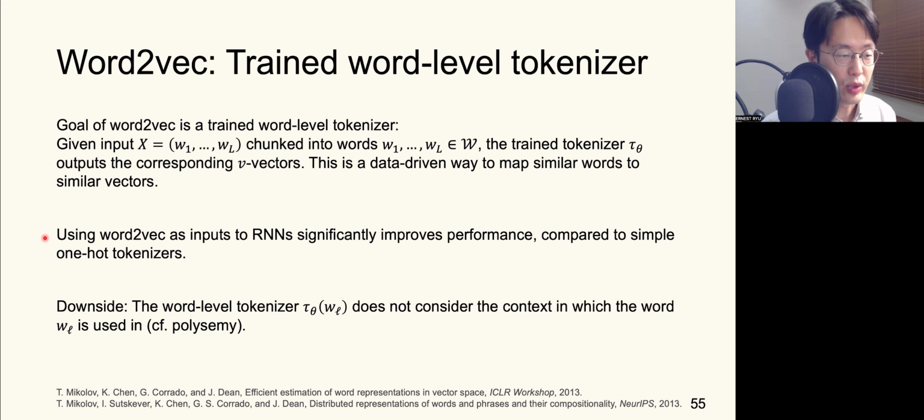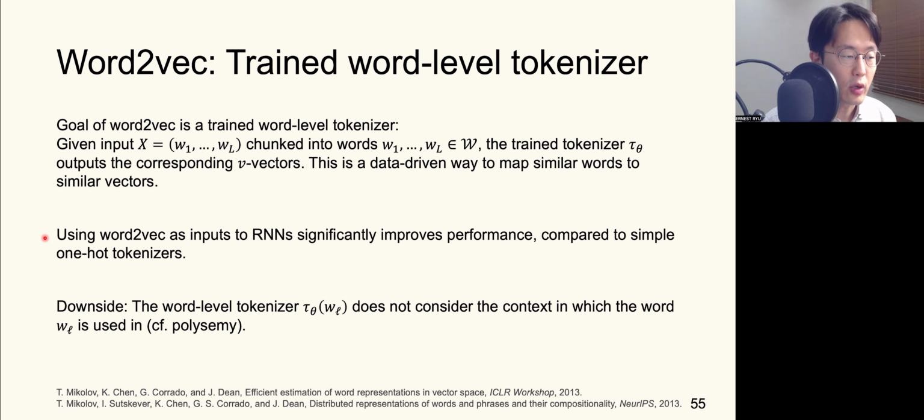Given an input text, we chunk it into words based on the dictionary, and then we assign a one-hot vector for all of those words. We feed those one-hot vectors into our RNN, and we do our sentiment analysis, parts of speech tagging, or other NLP task. That has a certain performance, and that certainly does work.